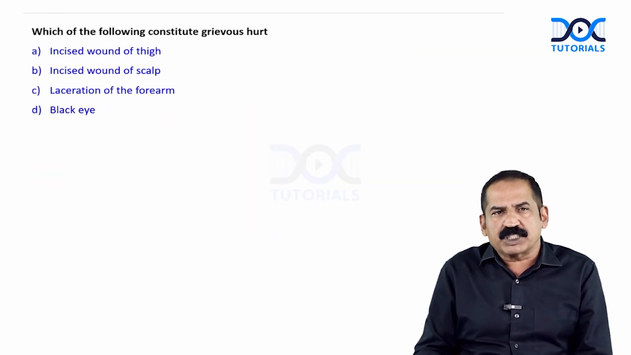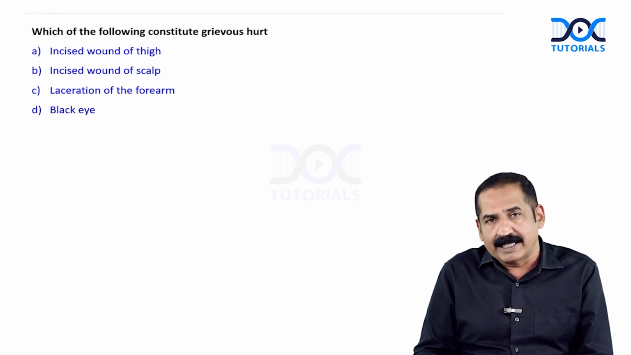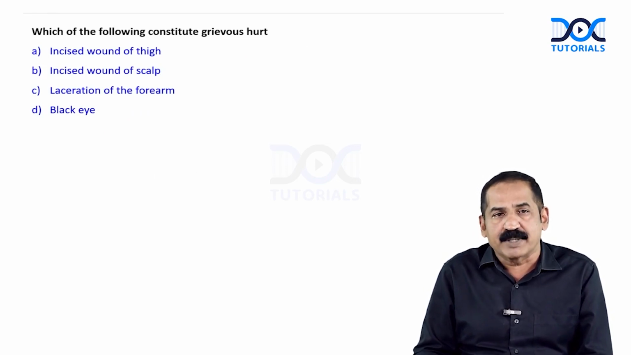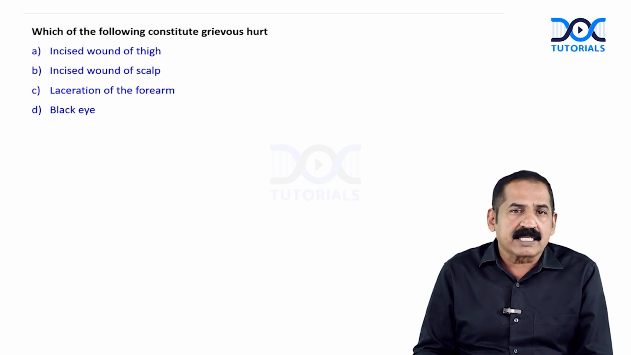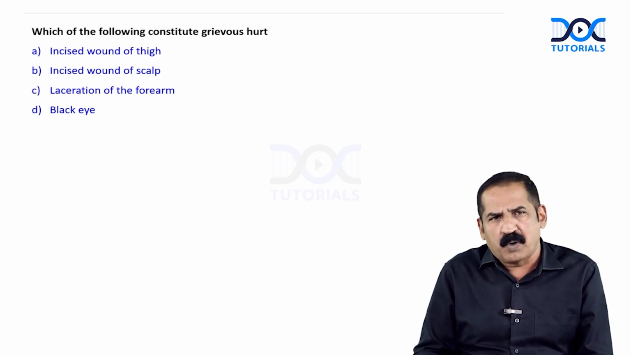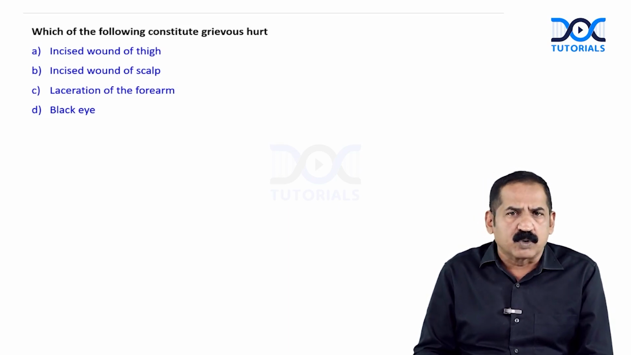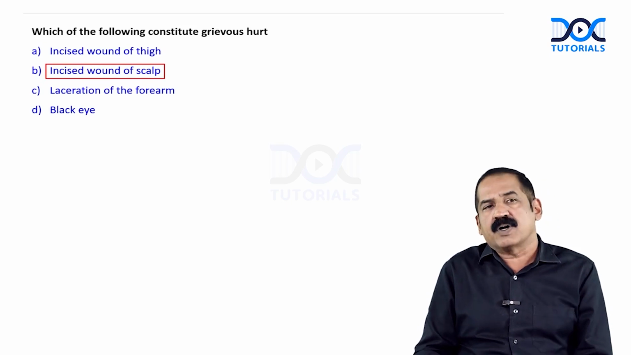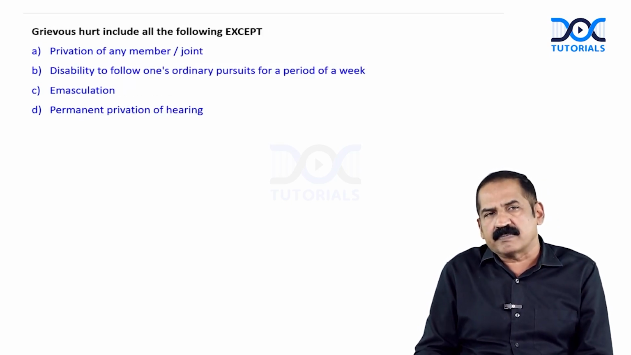Which of the following constitute grievous hurt? Incised wound of thigh? No. Incised wound of scalp? Yes, it gives rise to permanent disfiguration because of scar formation. Laceration of the forearm? No. Black eye? Black eye means just a bruise of the eye. So the answer is incised wound of scalp.